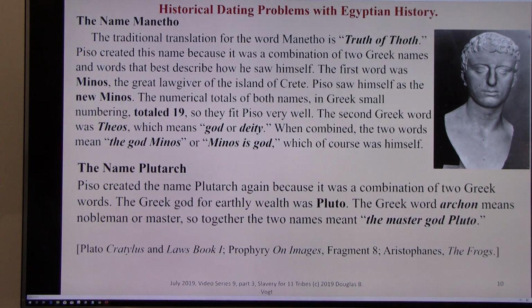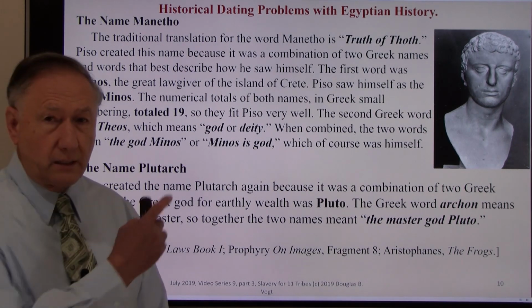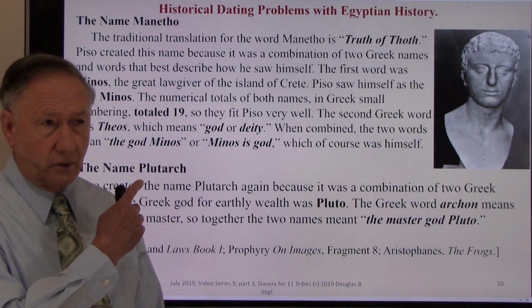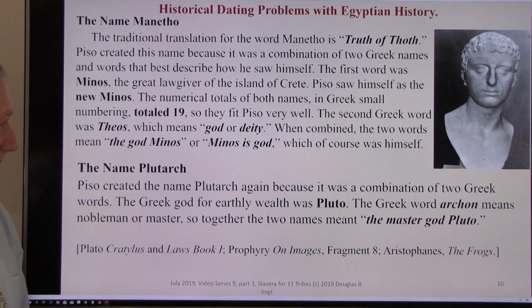The second Greek word is theos, which means God or deity. When combined, the two words mean the god Minos, so Minos is God, which of course is himself. By the way, notice, this is the same kind of code system that Moses used in the Torah. You'll see more of it.